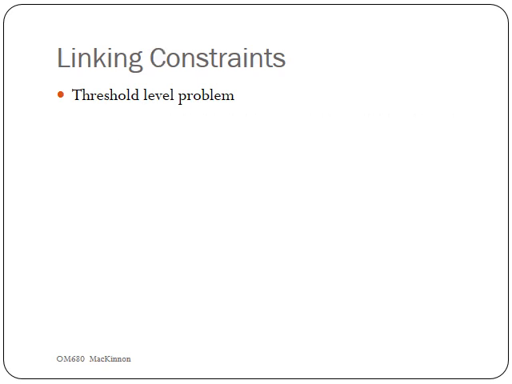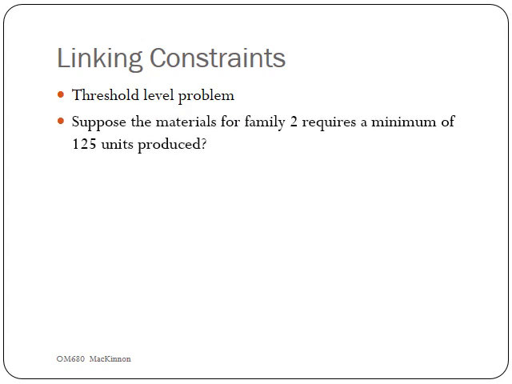So let's take a look at how this plays out in the spreadsheet. Suppose the material for family 2 of the previous example requires a minimum of 125 units produced. And that is reasonable. That's business, okay? That can happen in real life. So if we decide to make family 2, we're going to make at least 125 units, okay?